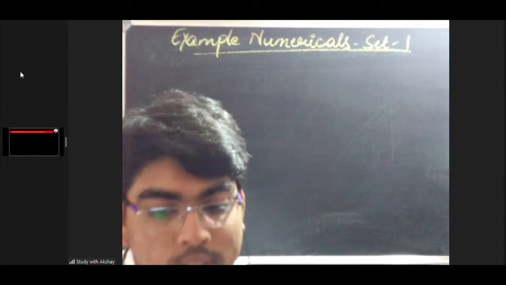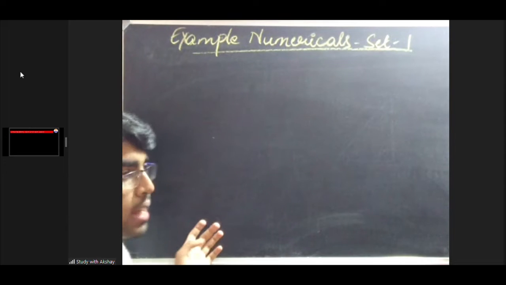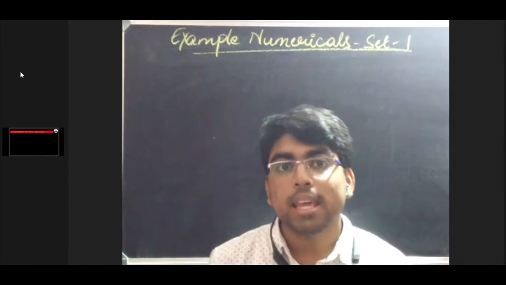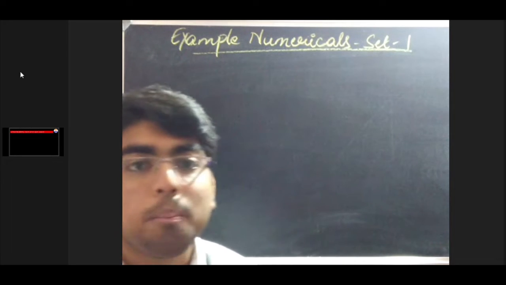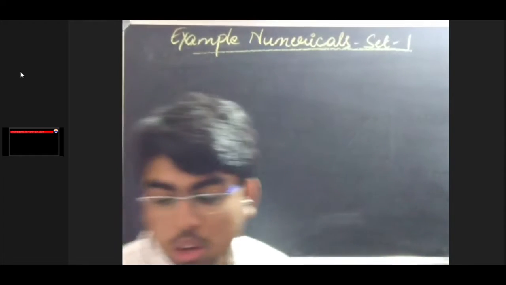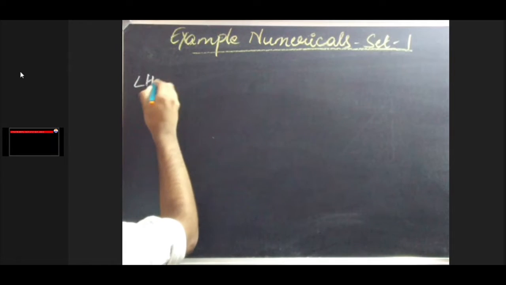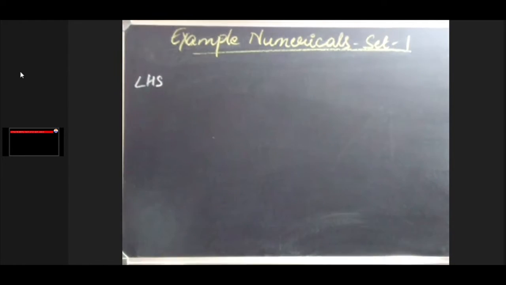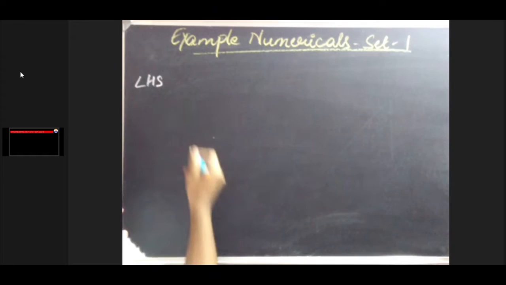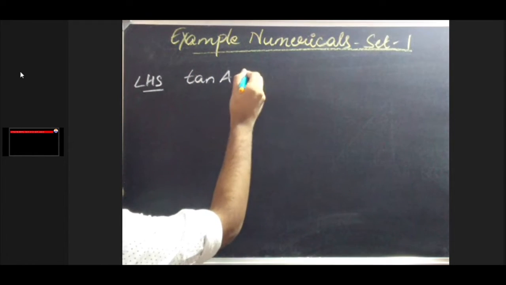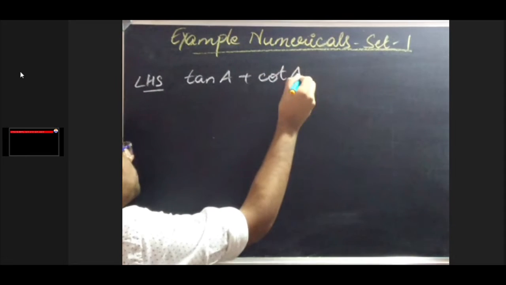So either we have to start with the LHS side and get the RHS, or start with the RHS and get the LHS. So it's better, as a tip, you can take the complicated side and start solving it. The complicated side I feel over here is the LHS. So in our LHS, there is tan A plus cot A.